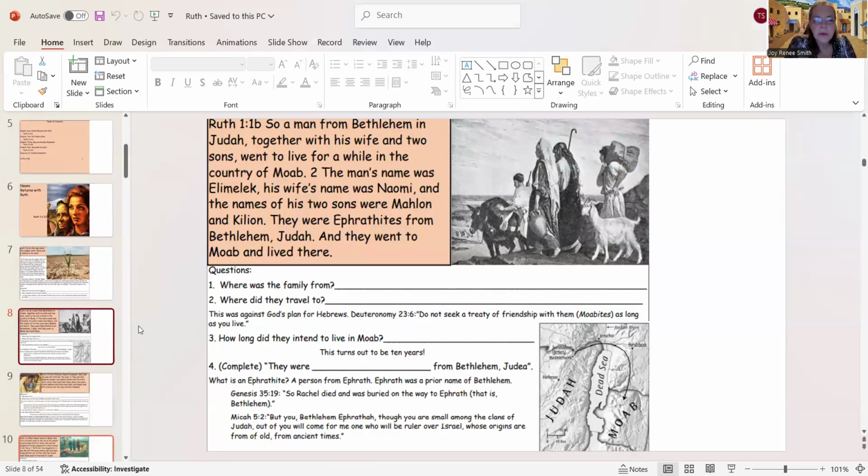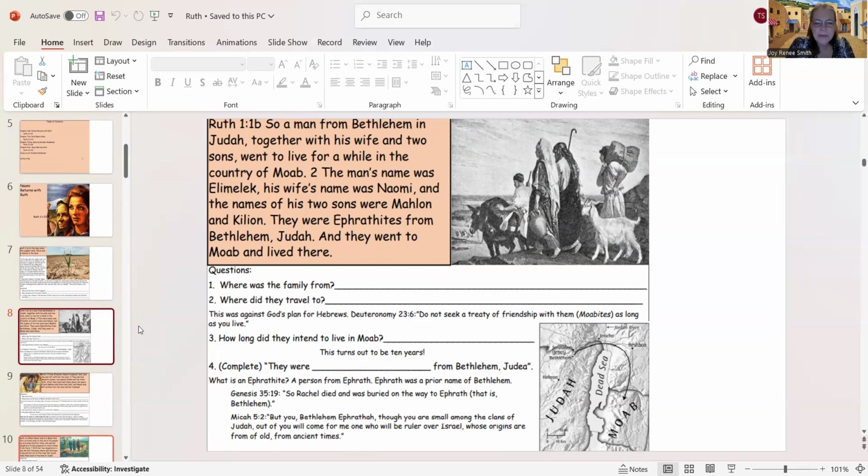So Ruth 1:1b. So a man from Bethlehem in Judah, together with his wife and 2 sons, went to live for a while in the country of Moab. The man's name was Amalek, his wife's name was Naomi, and the names of his 2 sons were Mahlon and Chilion. They were Ephrathites from Bethlehem, Judah, and they went to Moab and lived there.